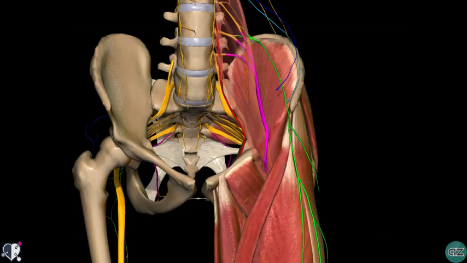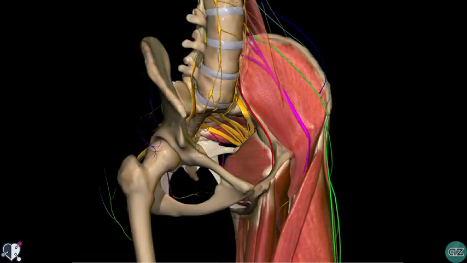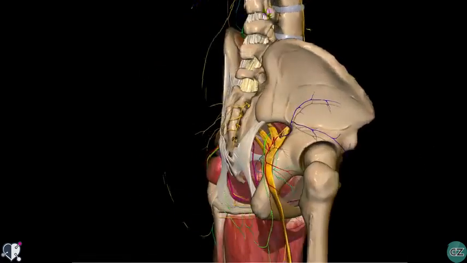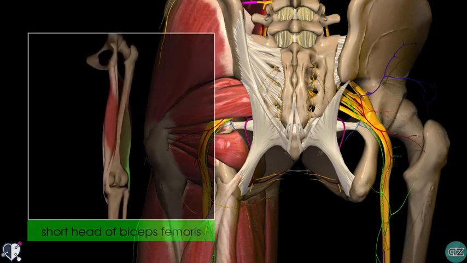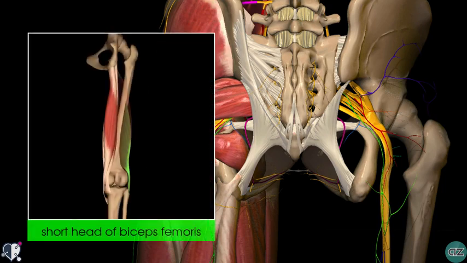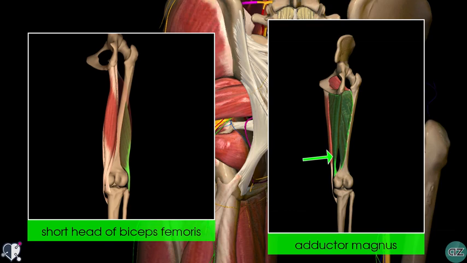The sciatic nerve is formed on the anterior aspect of the piriformis muscle, and it exits the pelvis via the greater sciatic foramen to the piriformis. In terms of motor function, the tibial portion of the sciatic nerve innervates all of the muscles in the posterior compartment of the thigh, except for the short head of the biceps femoris. It also innervates the hamstring portion of the adductor magnus muscle.